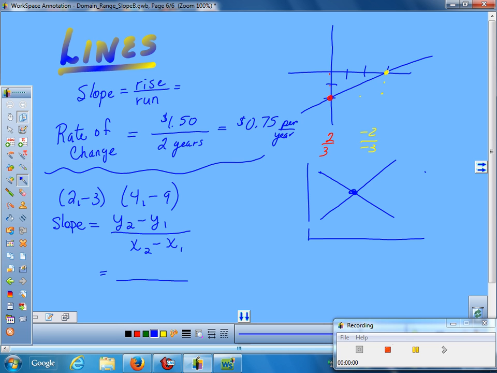-3 minus -9. Beware of your negative sign. -3 plus 9. So yes, that's going to make a plus. So that's 6. Don't do that yet till you do the bottom.